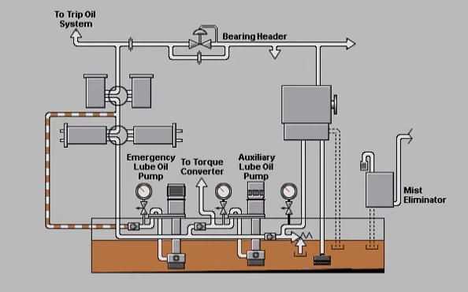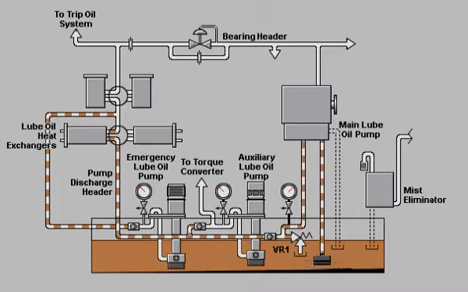When the gas turbine is operating at 100% speed, lubricating oil is pumped from the lube oil tank by the main lube oil pump and is delivered to the pump discharge header. VR1 limits the discharge pressure of the main lube oil pump to 101 psi. Lube oil is cooled in the active heat exchanger, cleaned in the active oil filter, and passes through an orifice plate to the bearing header.